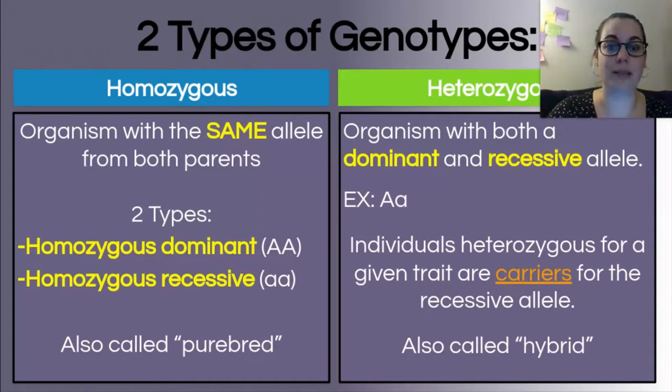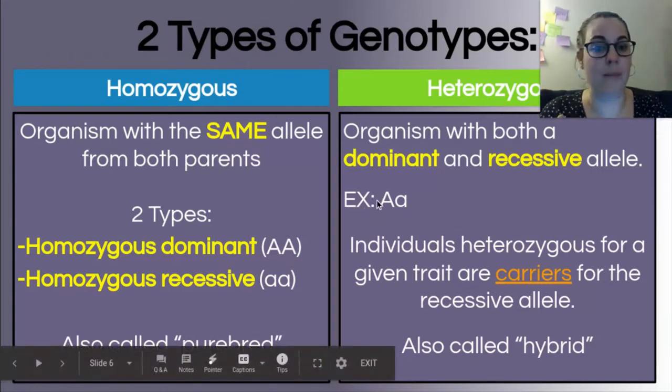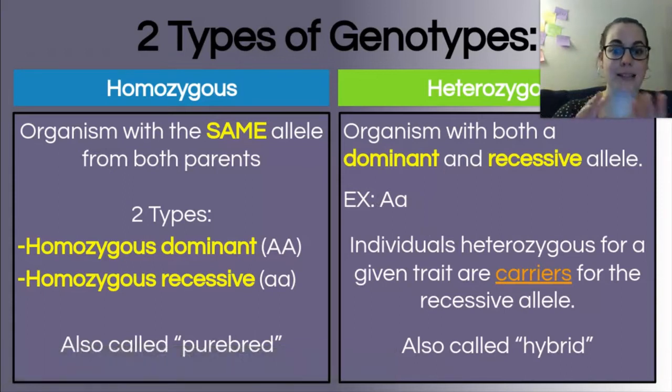Heterozygous is when an organism has a dominant and a recessive allele, big A, little a. Individuals who are heterozygous for a given trait are called carriers. Think back to our sickle cell conversation. Carriers don't show the trait because that dominant is in front, but they carry it behind them. This is also called hybrid because it's a mix. So hetero, different, you have two different alleles, two different letters.